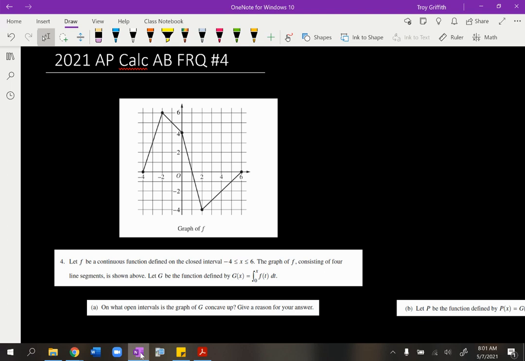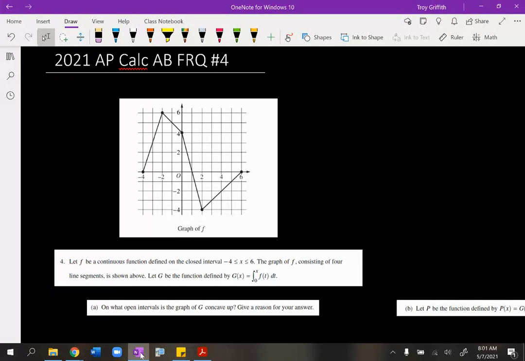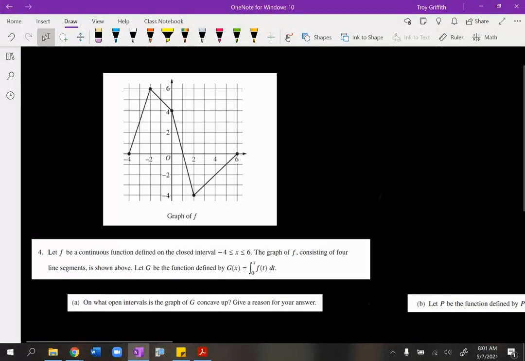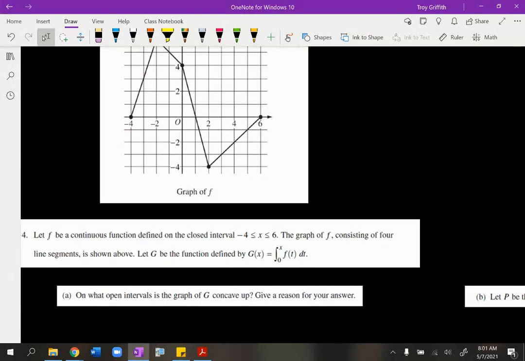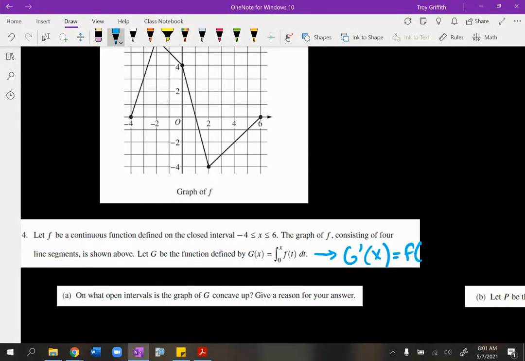So this says let f be a continuous function defined on the closed interval from -4 to 6. The graph, consisting of 4 line segments, is shown above. Let g be the function defined by g of x equals the integral from 0 to x of f of t dt. Anytime you see this, make the note that by the fundamental theorem of calculus, g prime of x has to be equal to f of x.